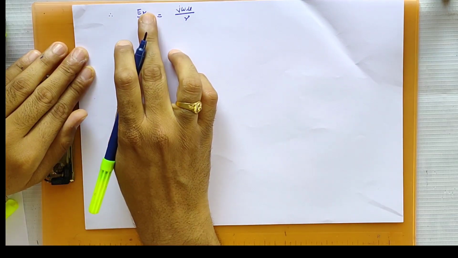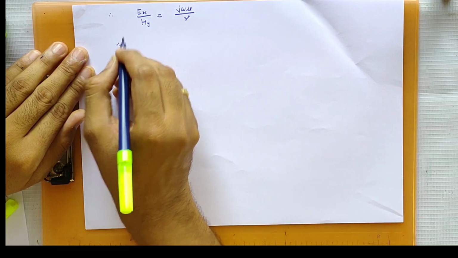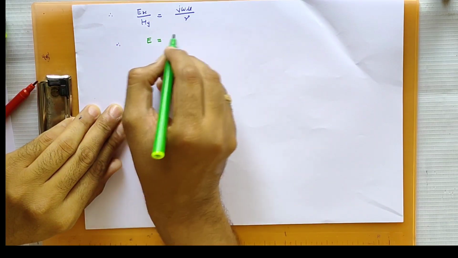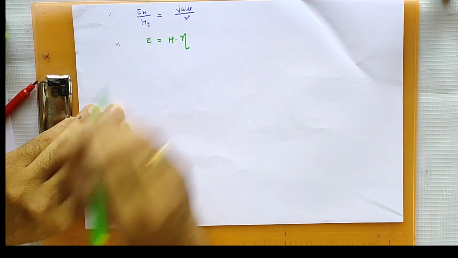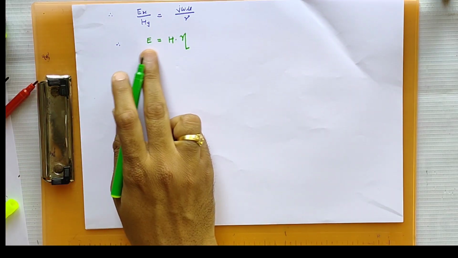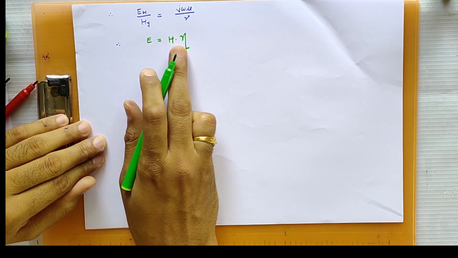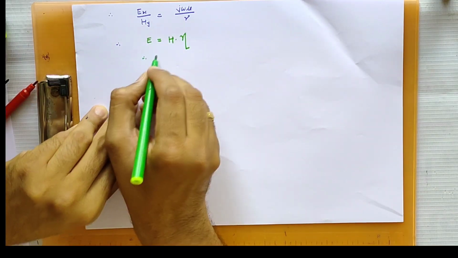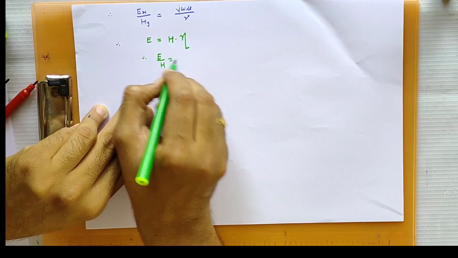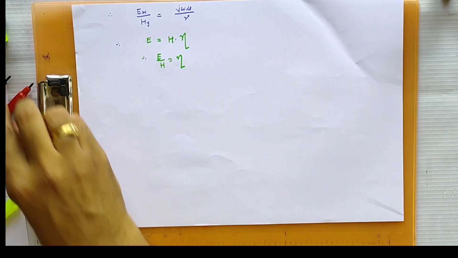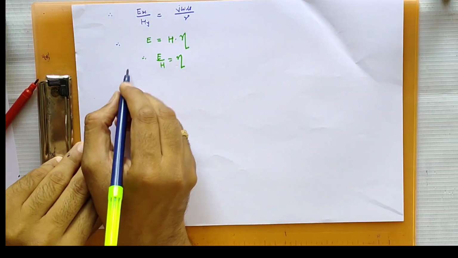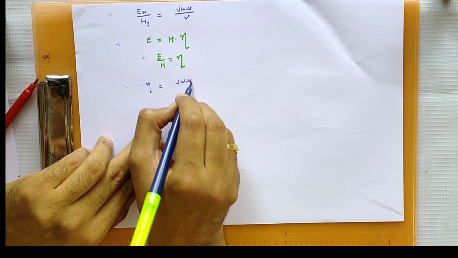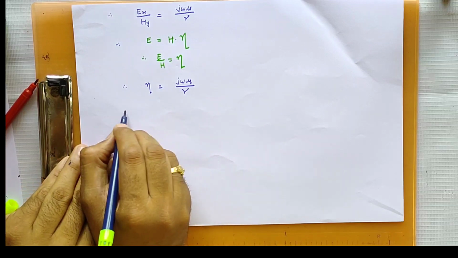And we know what E by H is. From V equals IR, E is equal to H into, not gamma, eta, the intrinsic impedance. So E by H is the intrinsic impedance eta. So eta is equal to j omega mu divided by gamma.